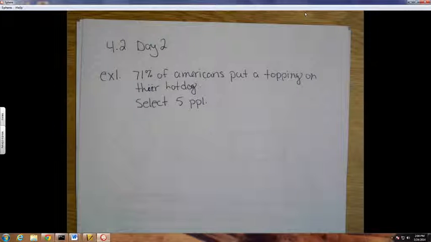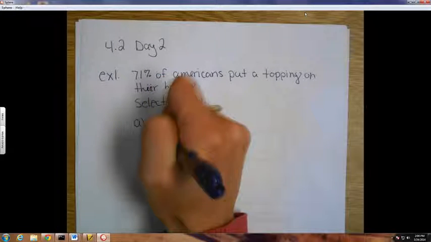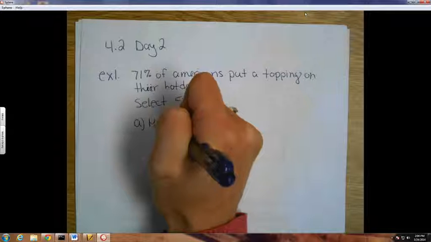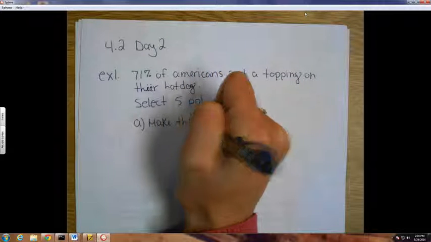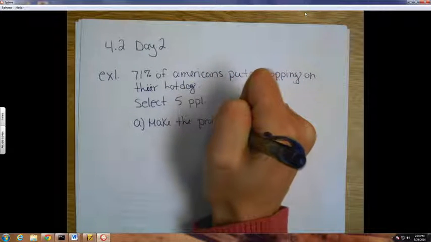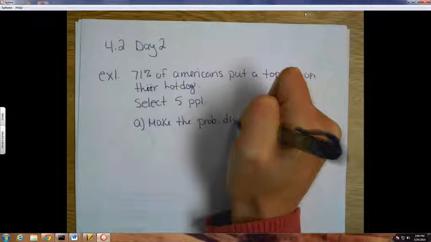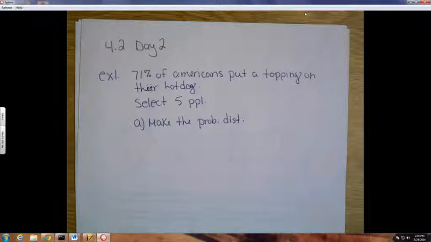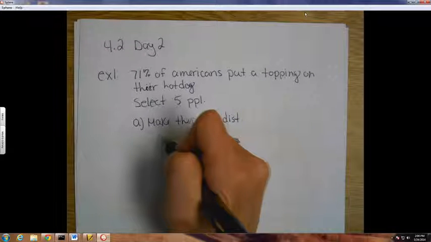Okay. First thing I would like to do is make the probability distribution. You don't need it. You just want to take notes on something. Okay, make the probability distribution. That's our table that shows all outcomes and probabilities.